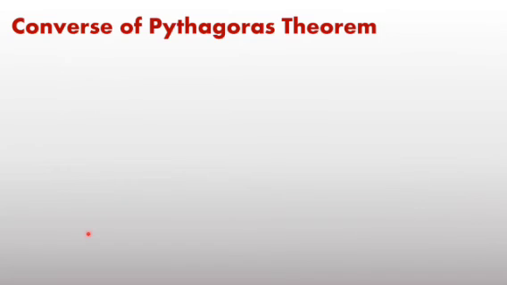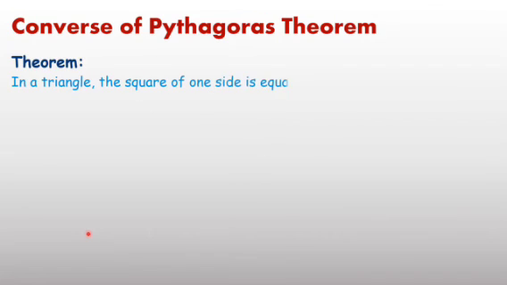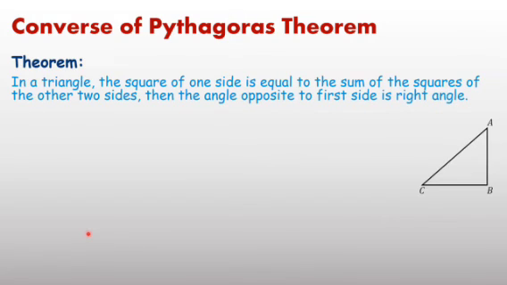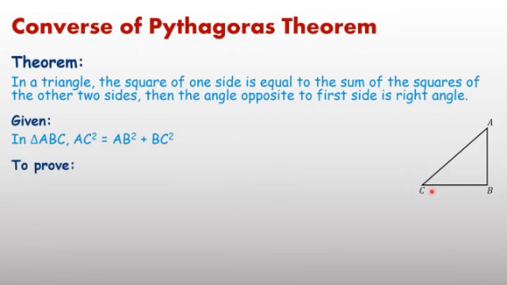Now next, converse of Pythagoras theorem. Converse of Pythagoras theorem means given and to prove are interchanged. Means in a triangle, if the square of one side equals the sum of the squares of the other two sides, then the angle opposite to the first side is a right angle. Means here in this theorem, the given part is the square of one side, means AC square equals AB square plus BC square, and we have to prove angle B equals 90 degrees.